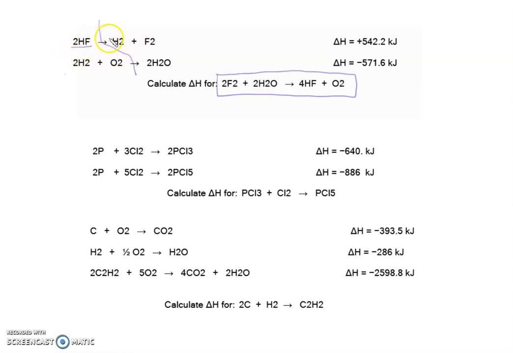Right now, HF, if I add all this up, will come down on the left side of my arrows. If you look at this final equation, though, I don't want it on the left side of the arrows. I want it to come down on the product side. So what that lets me know is I'm going to need to flip this equation. So I'm going to write this as H2 plus F2, and that's going to produce 2HF. And when you do that, you change the sign. So this sign is no longer positive 542, it's now negative 542.2.